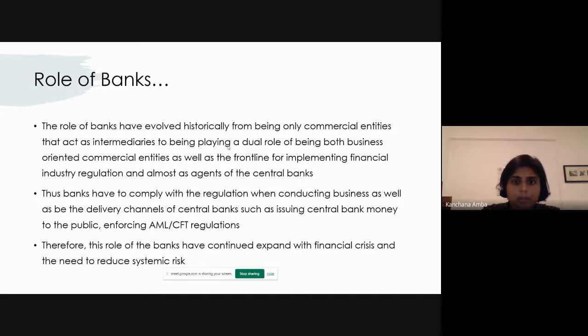So banks' roles are continuing to evolve. With the financial crisis, it expanded even more, like their focus on compliance. Now, even for those of you who are working in banks, you will understand this. The compliance side has become stronger, right? Risk appetite is less. So your role is changing. You are not just free in a green field where you can take people's money and invest it anywhere you like, or give loans to anyone you like. You can't do things like that. You're not free to do it like that. There are a lot of rules that you have to comply with.